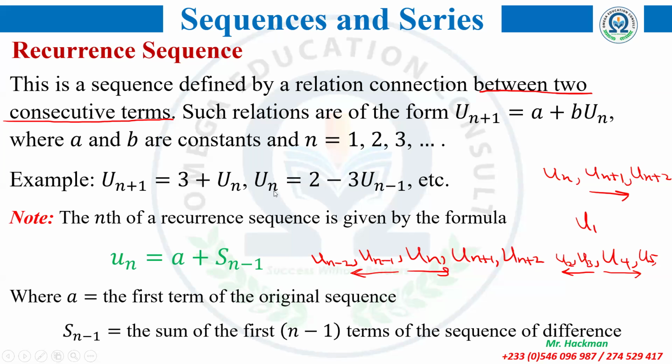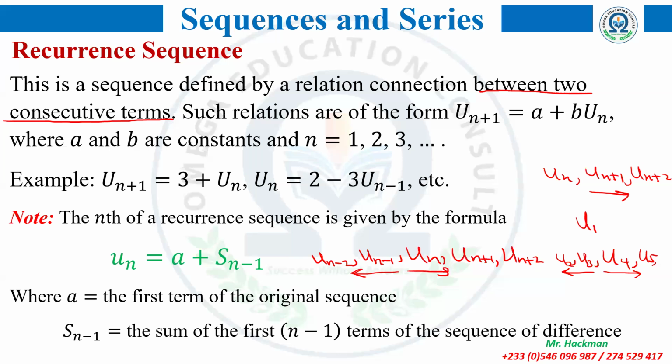If you come here, u sub n and u sub n minus 1, are they consecutive terms? You said yes. So it means this will also make this a recurrent sequence. Is my point well made? Yes, please. Okay, now here comes something that you are now familiar with.